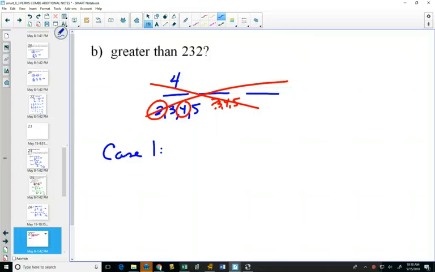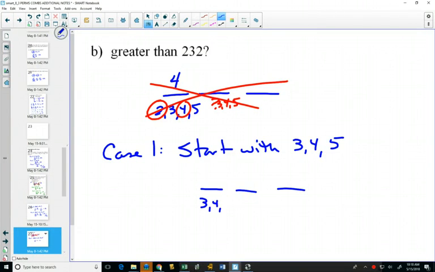So if I started with a 3, a 4, or a 5, does that make sense that that would guarantee that 300s, 400s, 500s, no problem, I'm going to be bigger than 232. So if I draw my spaces and I make this a 3, a 4, or a 5, 3 choices there, there's no problems. I can do anything, no restrictions. There's 4 numbers left, then 3, 36 in total.